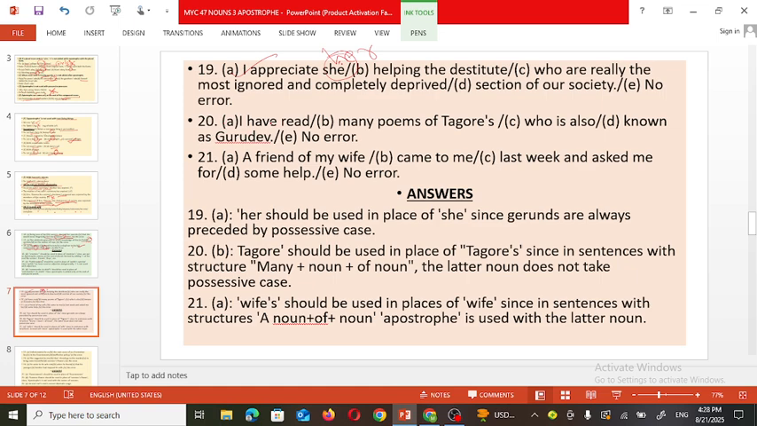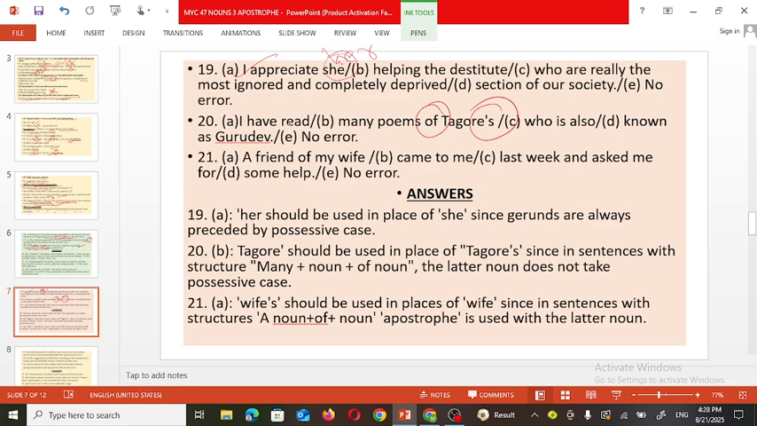Next one: "I have read many poems of Tagore's, who is also known as Gurudev." Already we have seen that "many poems of". Once "of" is used, there is no need of using this s. The name Tagore.